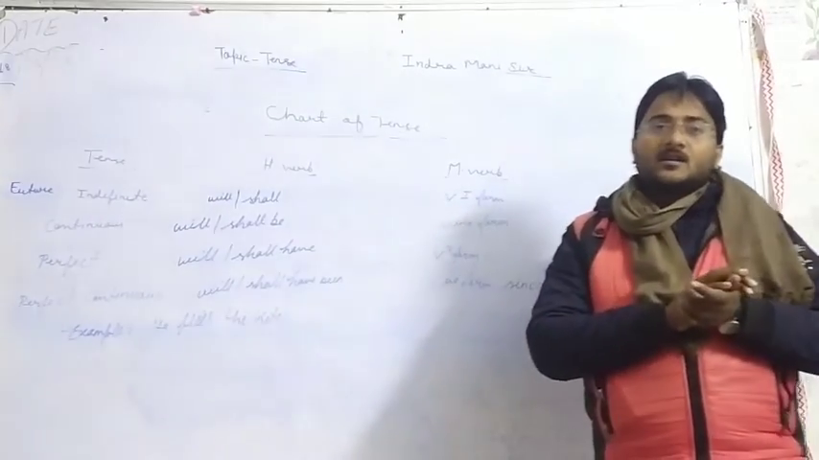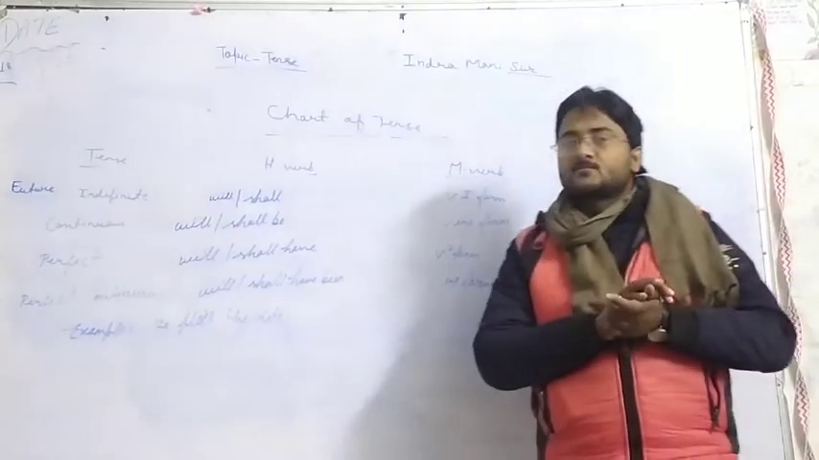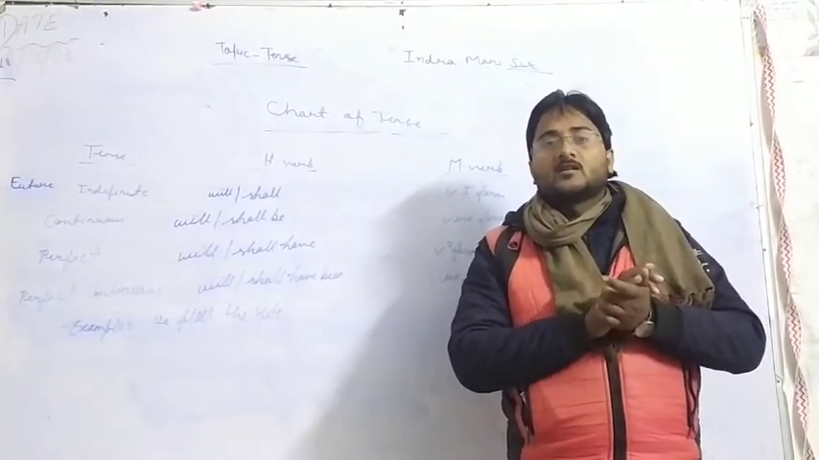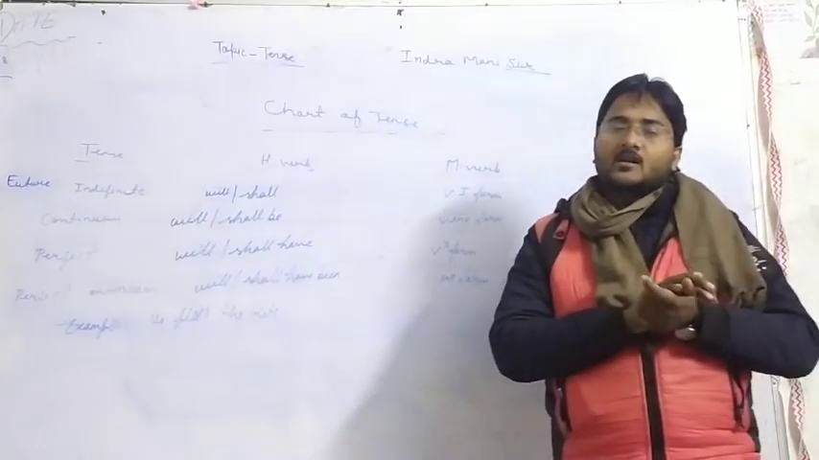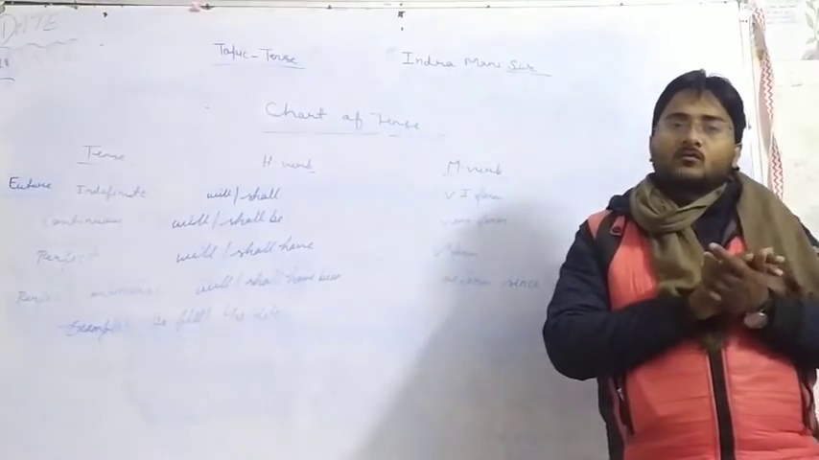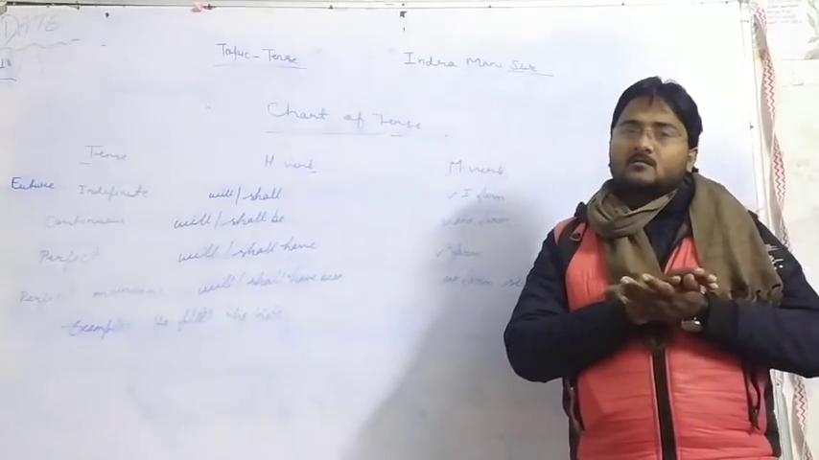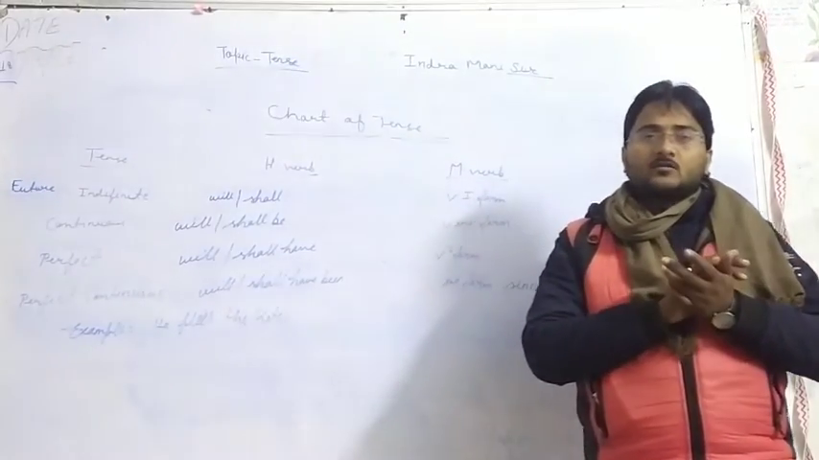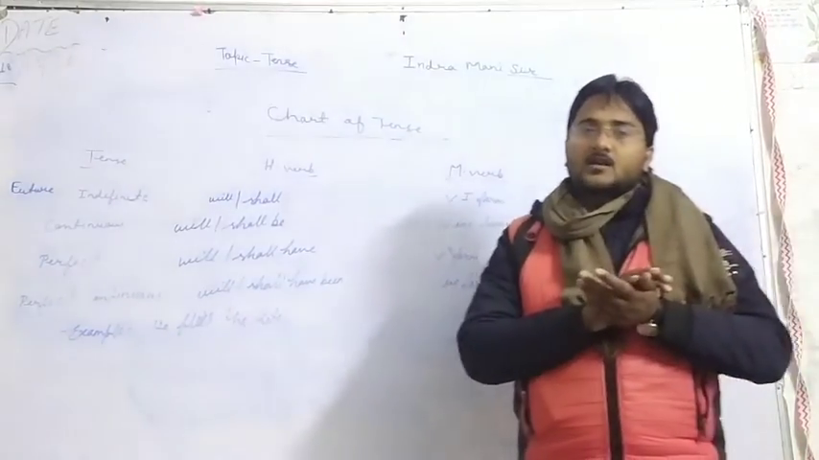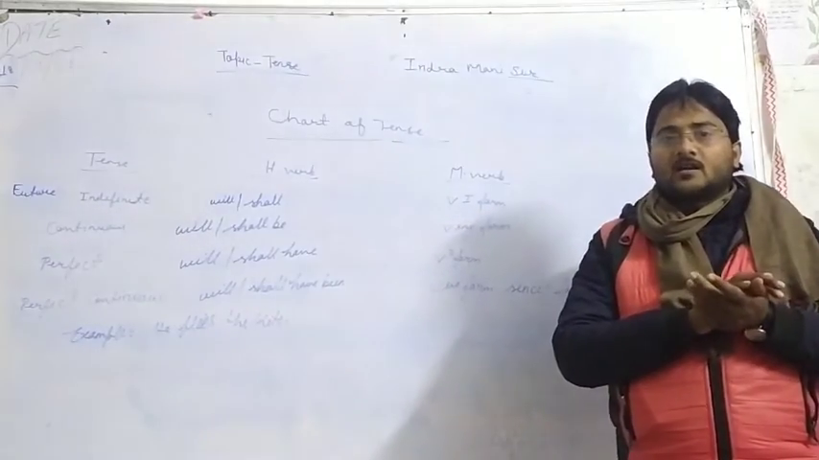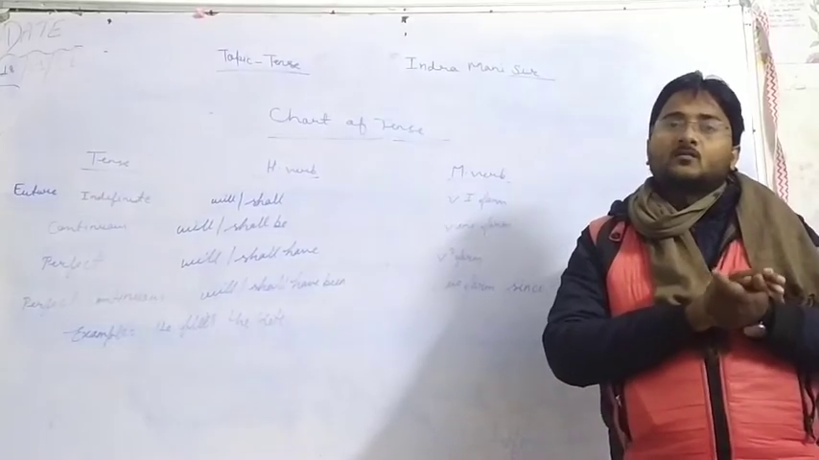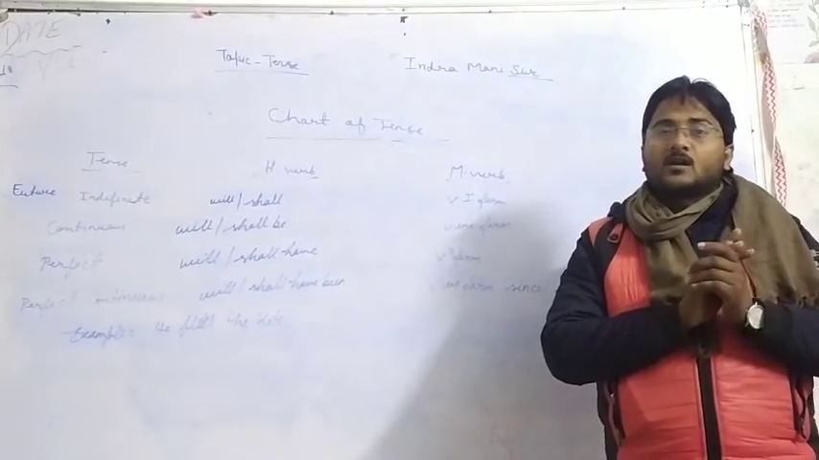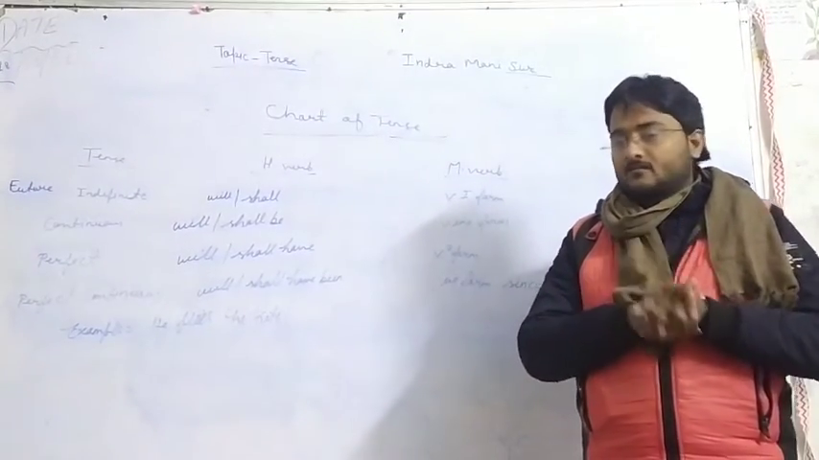And in past indefinite tense, we speak: he flew the kite, he did not fly the kite, did he fly the kite, why did he fly the kite, did he not fly the kite, why did he not fly the kite. And in past continuous tense: he was flying the kite, he was not flying the kite, was he flying the kite, why was he flying the kite, was he not flying the kite, and why was he not flying the kite.